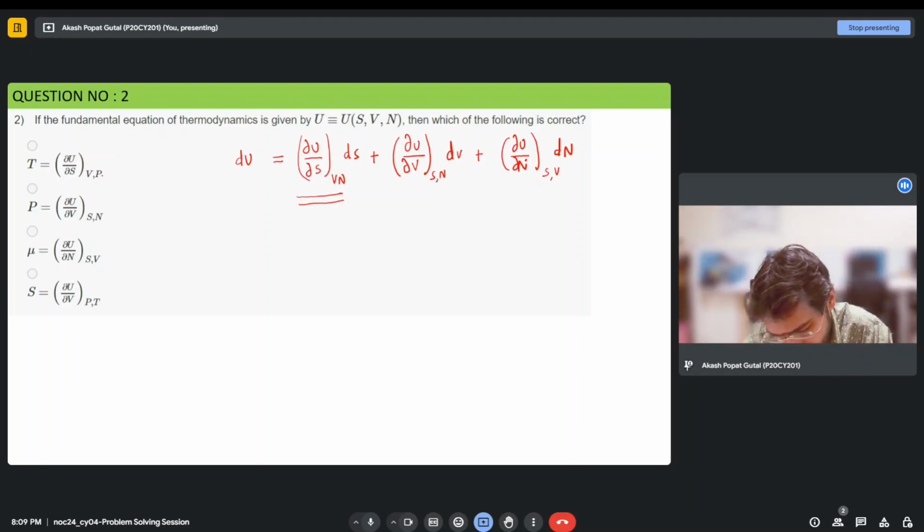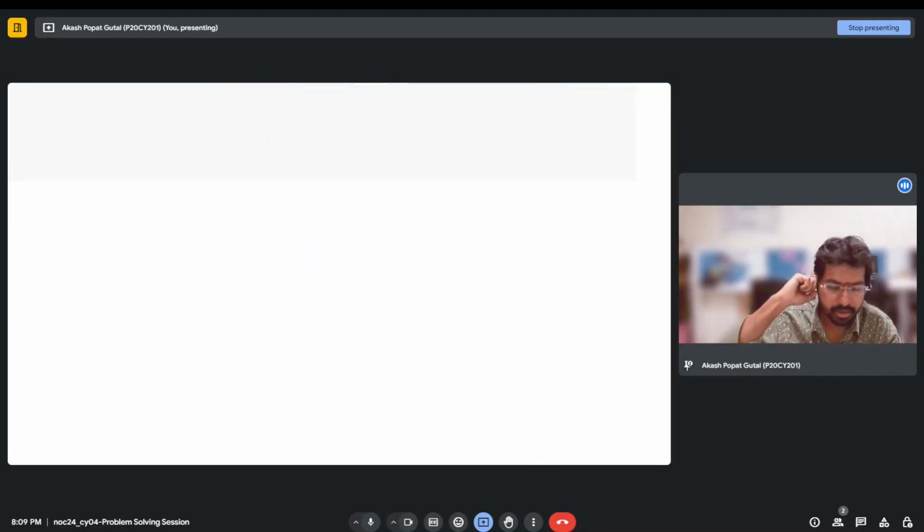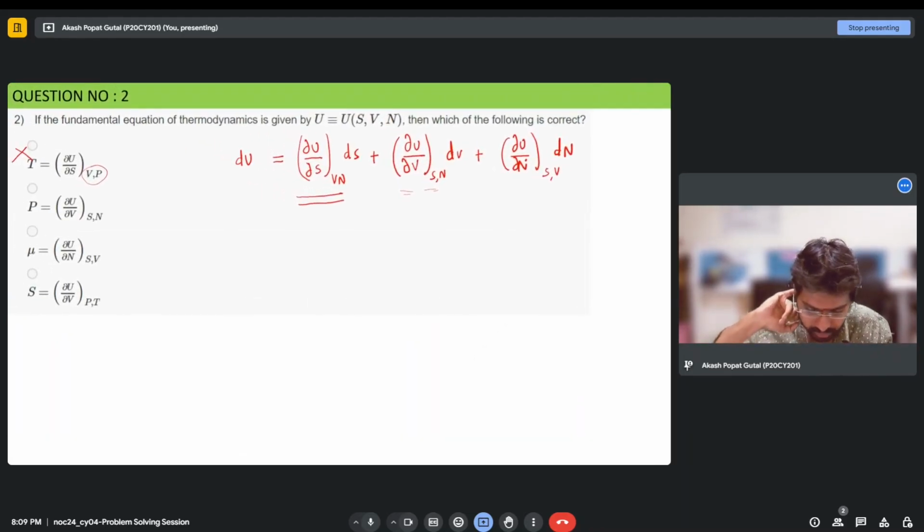Here, this is not, it's constant V and P is given. So this will not be our answer. The second one is P is equal to (del U by del V) at constant S and N. So this quantity can resemble the internal pressure. Okay, not the pressure, it is the internal pressure. So P will not be equal to del U by del V.